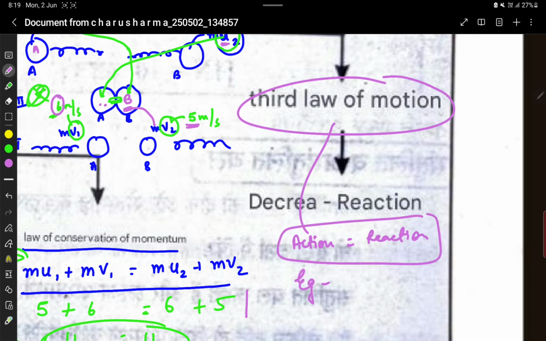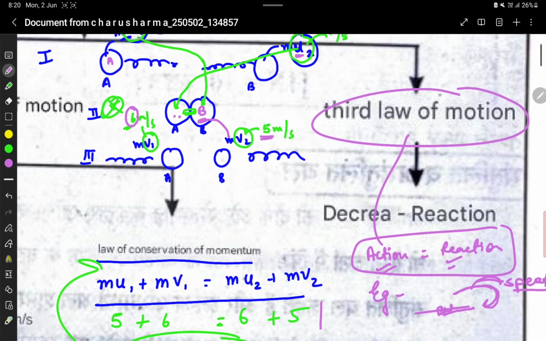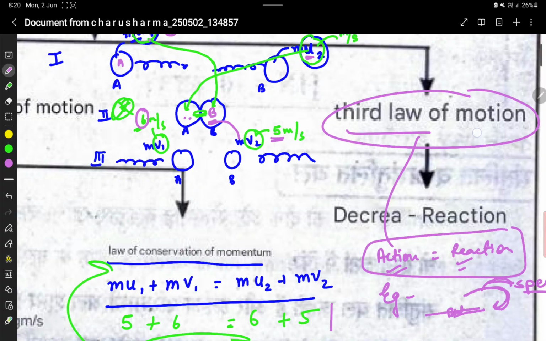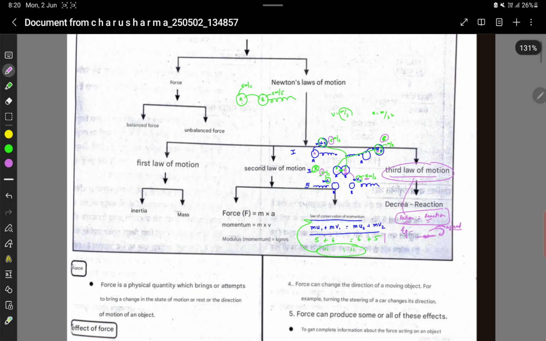The example of this: when you start swimming, your hands move forward but the water moves backward. Whatever force you put on your hand in the forward direction, with the same amount of force the water will move in the backward direction and it will provide you speed. I hope that much is clear. So for every action there is an equal and opposite reaction, and that is the only explanation of the third law of motion. So by now we have completed all three laws.